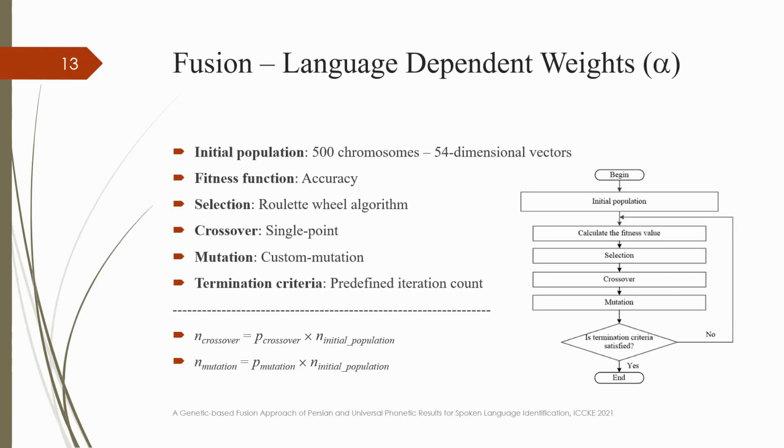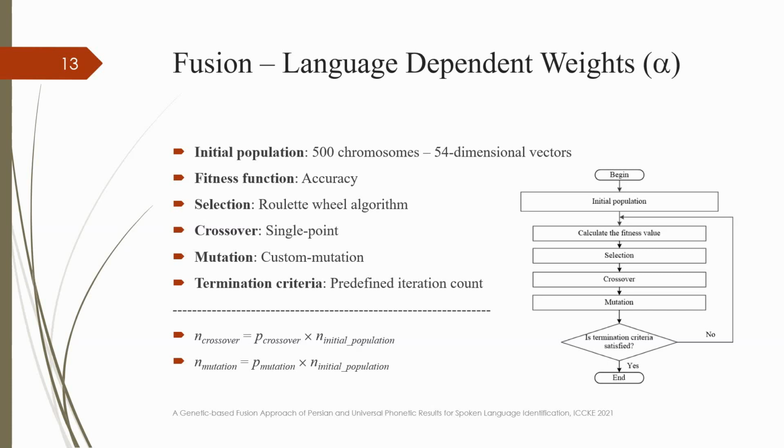For the mutation step, we select a chromosome using the roulette wheel algorithm. Then we mutate one gene of the chromosome in a for loop, which occurs 54 times. In other words, in the first iteration, the first gene of the chromosome mutates, and then the fitness function is calculated. In the second iteration, the second gene of the original chromosome mutates, and again the fitness function is calculated. We continue this process until the end of the loop, and we get 54 mutated versions of the chromosome. Then we select the one with the best fitness function as the mutated chromosome.